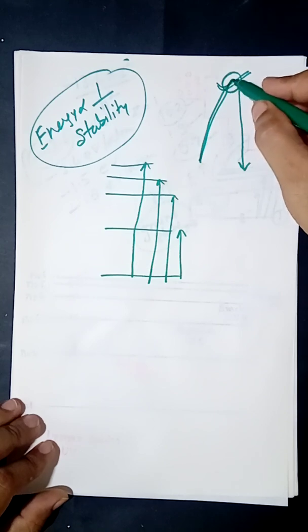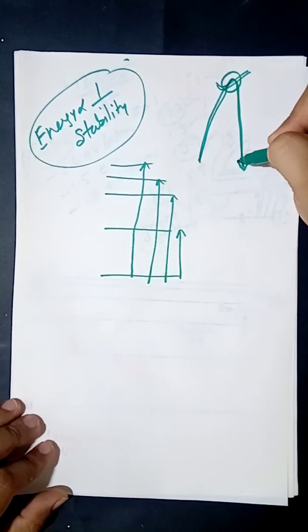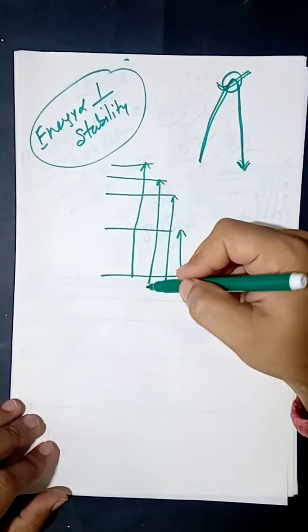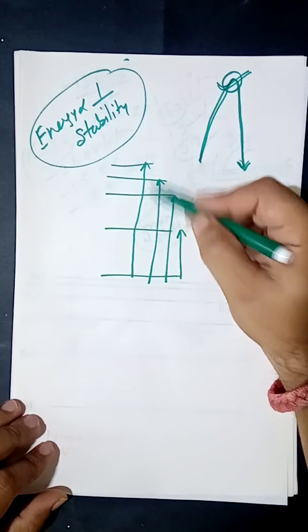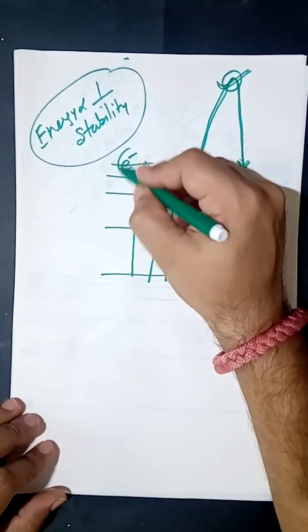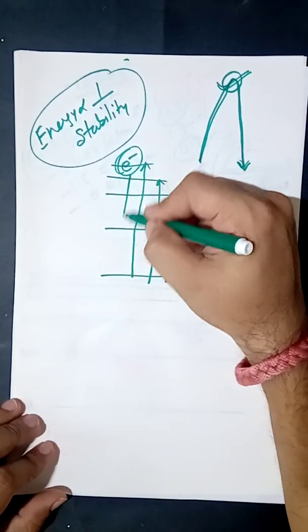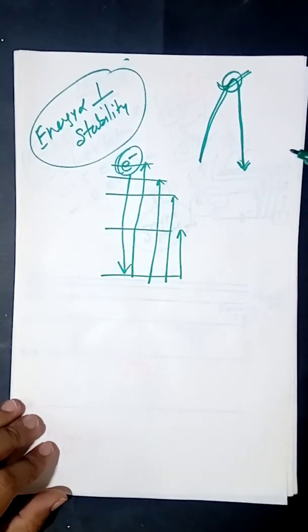To regain stability, the ball again moves toward the ground, and just like here, when you forcefully shift or throw the electron into a higher energy level, the electron will be unstable. The electron definitely returns to the ground state.